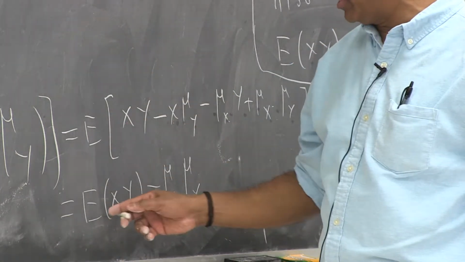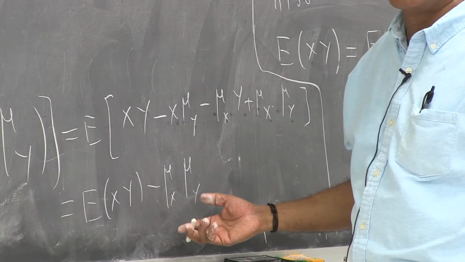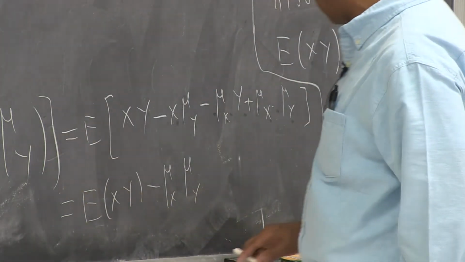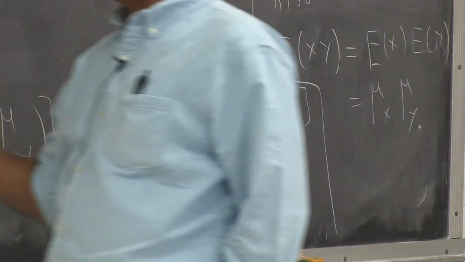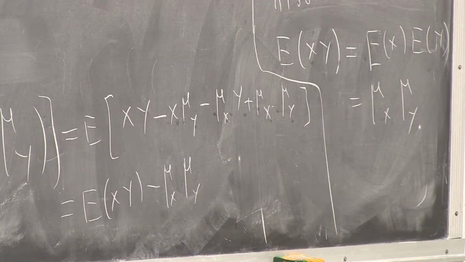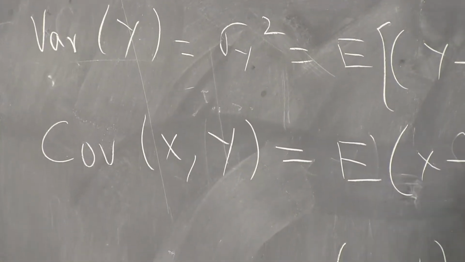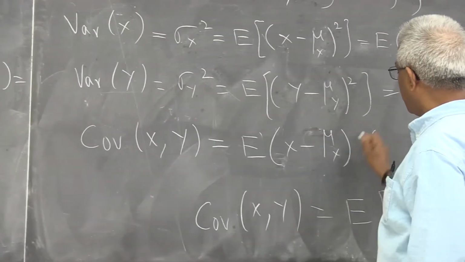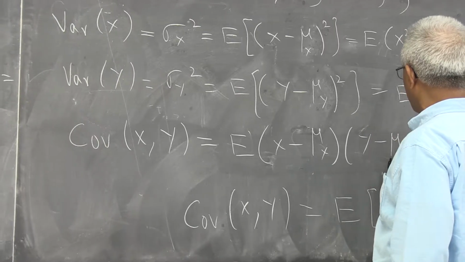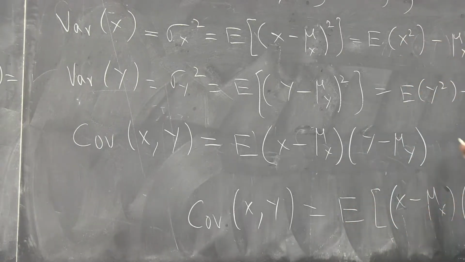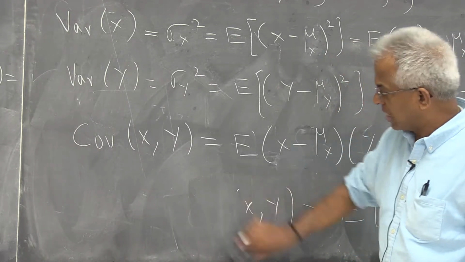Put x equal to y, you get the expected value of x squared minus mu_x squared, very similar to this. Okay. So if you have this, let me write it down here. I have the covariance of x comma y defined as the expected value of (x minus mu_x) multiplied by (y minus mu_y). Or you can also write this as E[xy] minus mu_x mu_y.